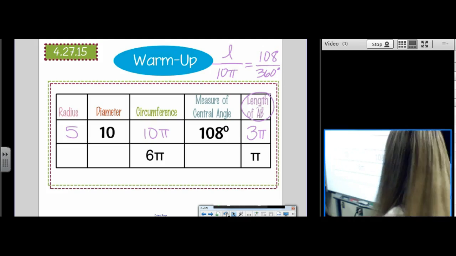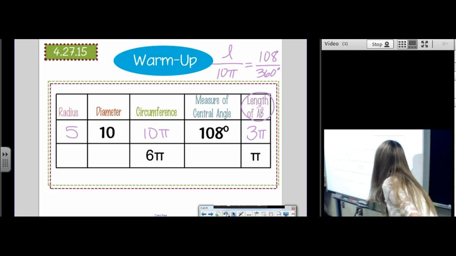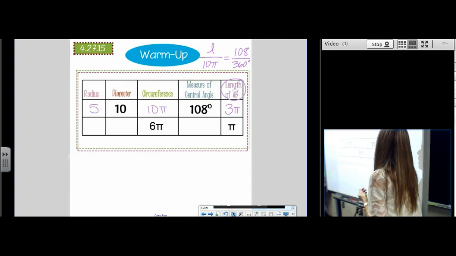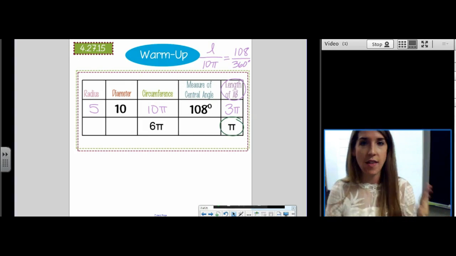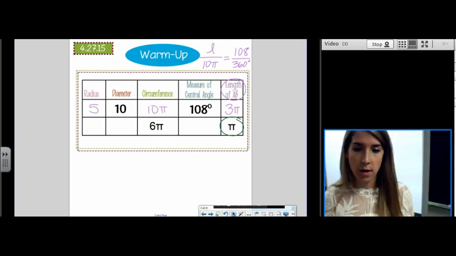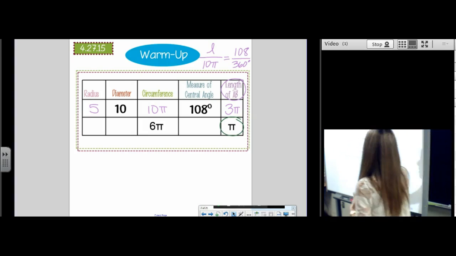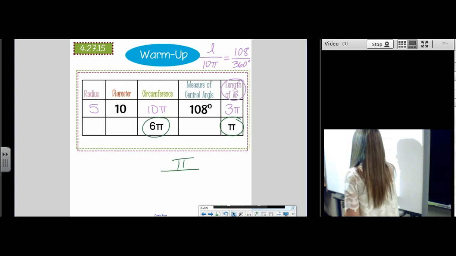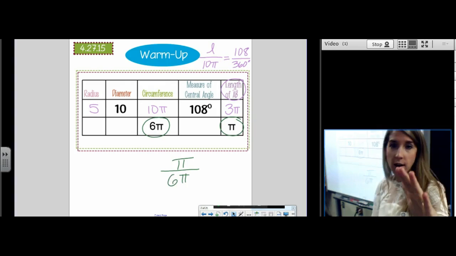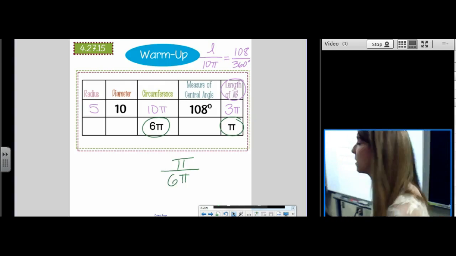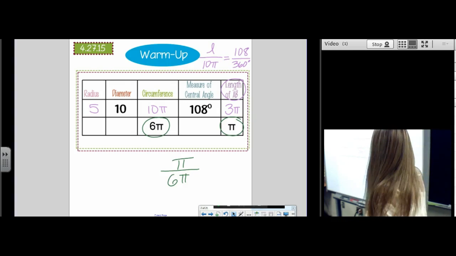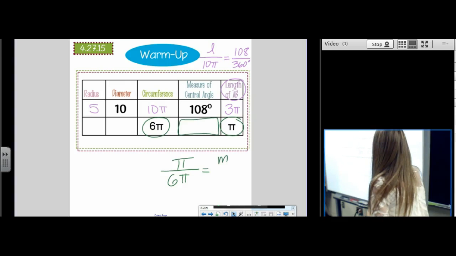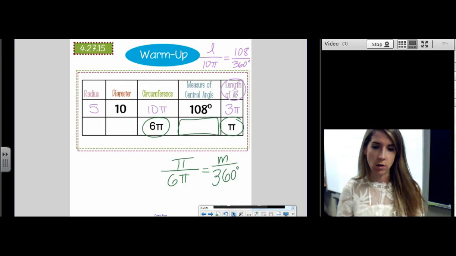Okay, now let's look at the next part. We know that when it says that this is pi, it's understood that there's a 1 in front of it. So that is 1 pi. So let's do our proportion. The length of the arc over all the way around equals, we don't know the angle, over all the way around, degrees in a circle.